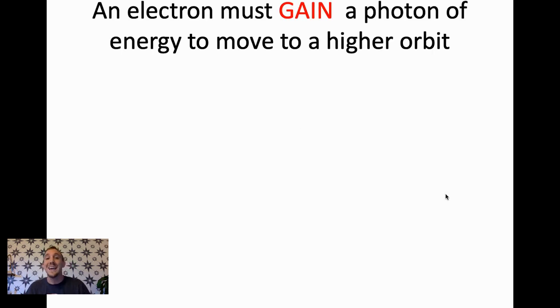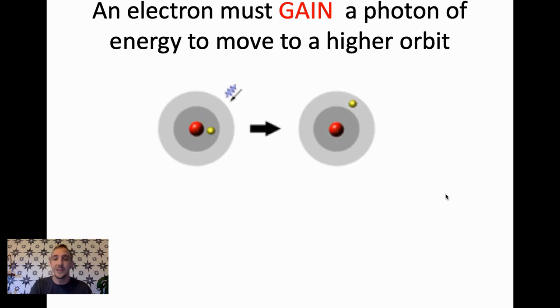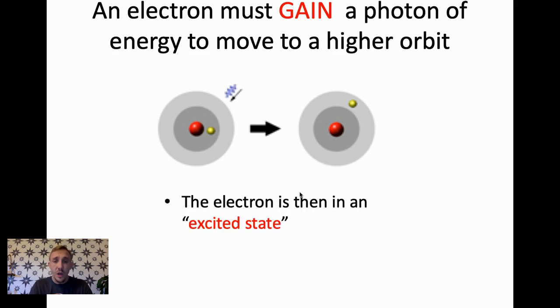So the electrons must gain a photon of energy to move to a higher orbit. So basically a light particle. So we see a light particle coming in. It's going to hit this electron. And notice when it does, that electron absorbs the energy and it moves to a higher energy level. So we call this an excited state.